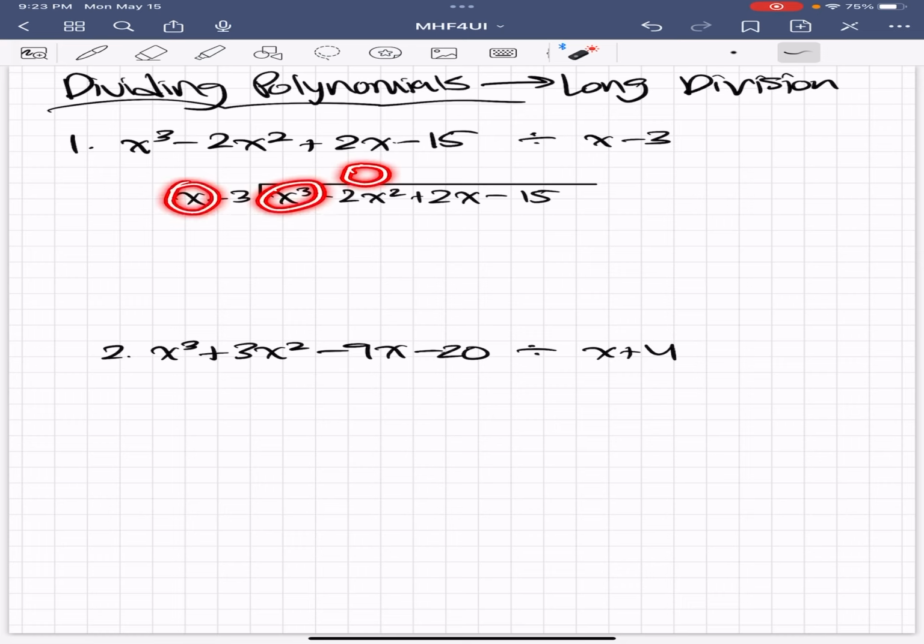So what multiplied by x equals x to the power of 3? We want x to the power of 3 here. So what multiplied by x will get x to the power of 3? X to the power of 2. And then we multiply these two numbers to get this number.